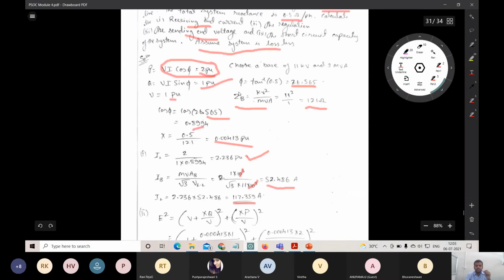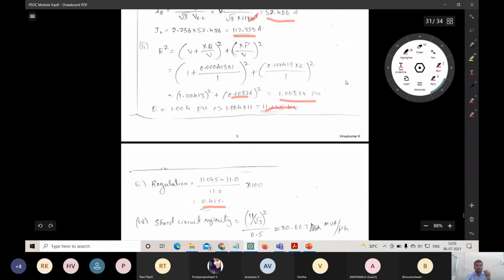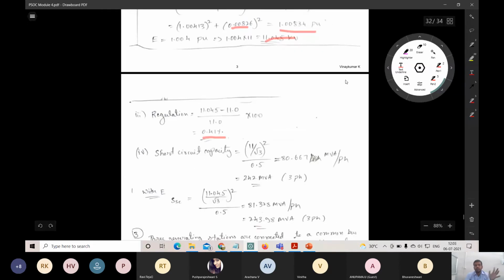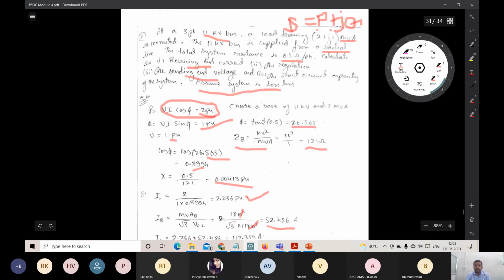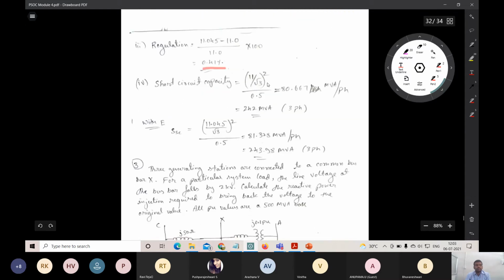Okay, and next we are told to calculate the short circuit capacity. So what happens to our circuit when it is short circuited? How well can it give supply when it is short circuited? That will be given by the receiving end voltage 11 kV whole square divided by 0.5. This 0.5 is our system reactance. Since it is a three-phase network, divided by root 3, so 11 by root 3 whole square divided by the reactance. This is per phase: 80.67 MVA per phase. For 3 phase, multiply by 3, you will get 242 MVA.